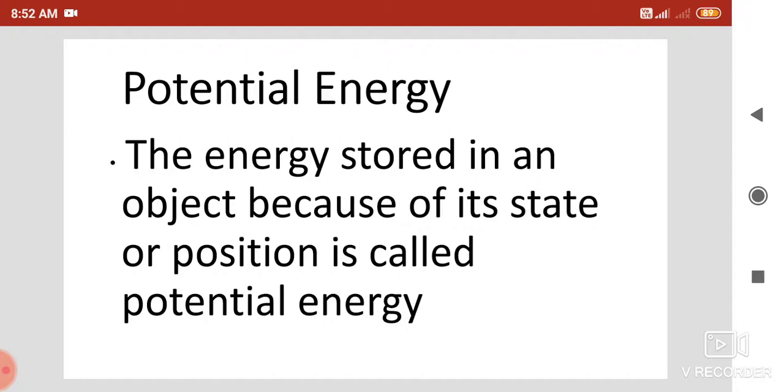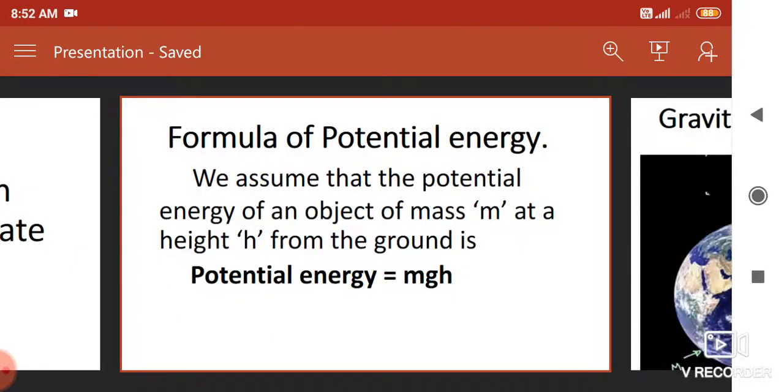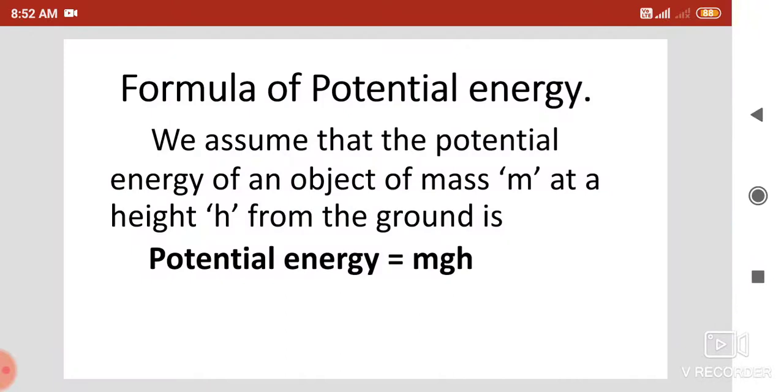Let us see that again. The energy stored in an object because of its state or position is called potential energy. In the previous figure you have seen that when the wooden block is pulled back, energy is stored in it, and because of that potential energy it goes back, and that energy is converted into kinetic energy. Now we will use a similar concept for gravitational potential energy.